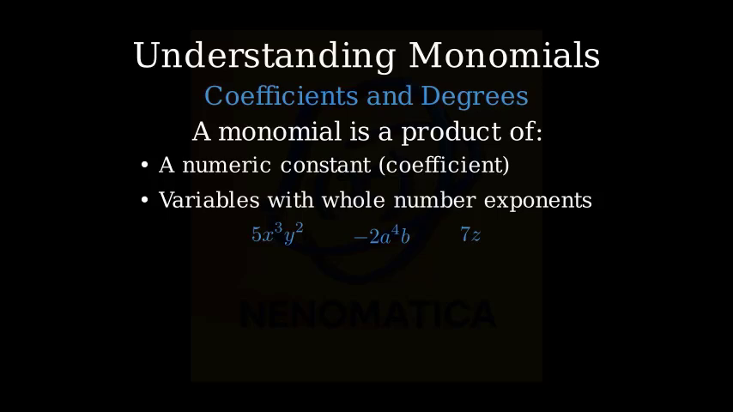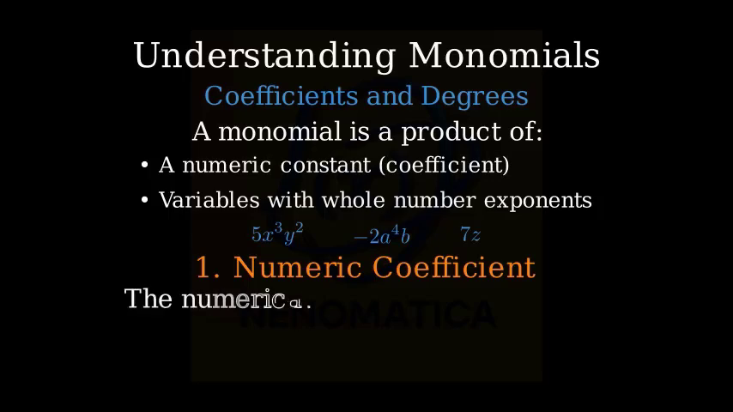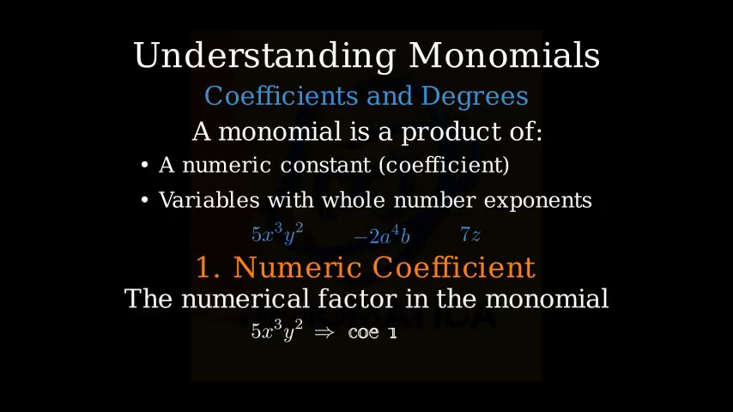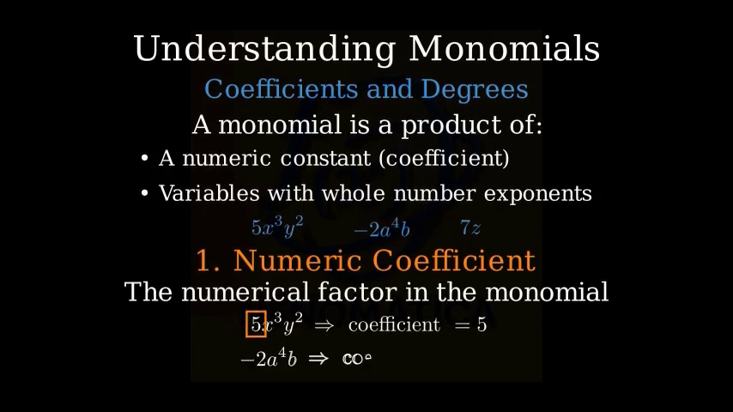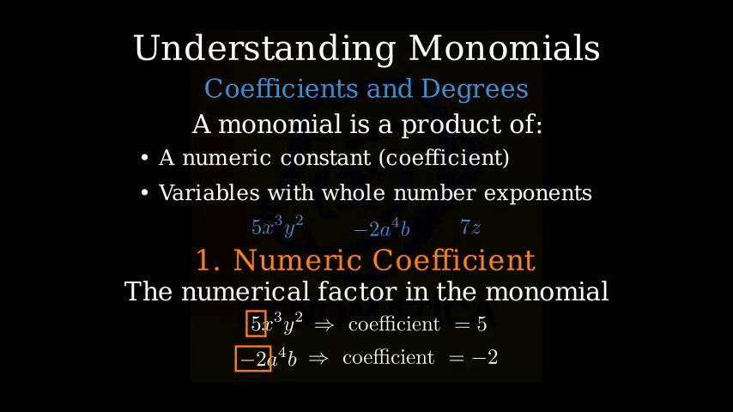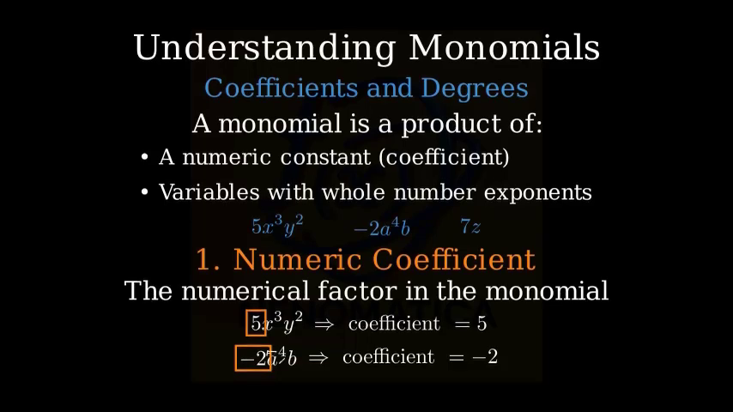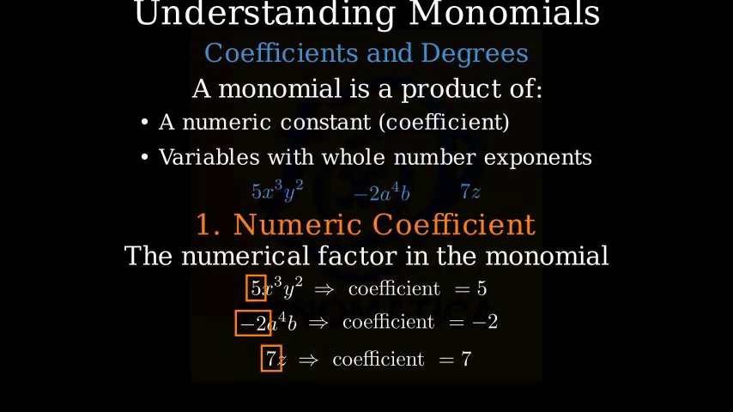Now let's discuss our first concept, the numeric coefficient of a monomial. The numeric coefficient is the numerical factor in the monomial. For example, in the monomial 5x cubed y squared, the numeric coefficient is 5. In negative 2a to the fourth power b, the coefficient is negative 2. And in 7z, the coefficient is 7.